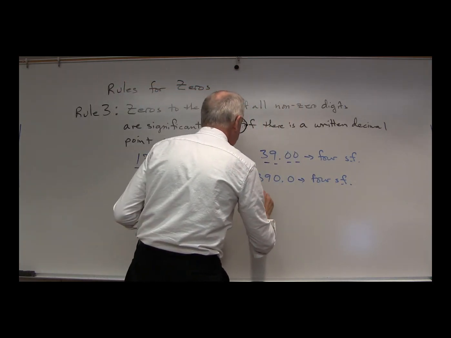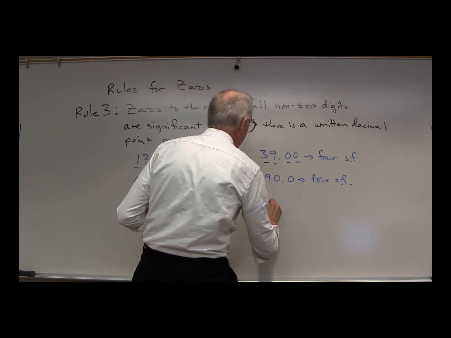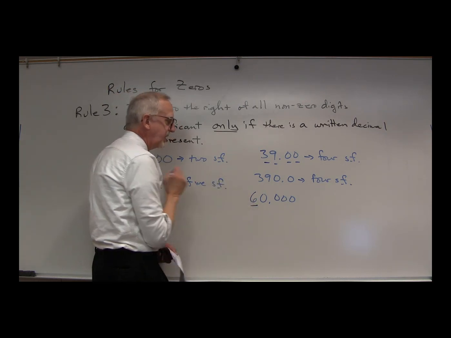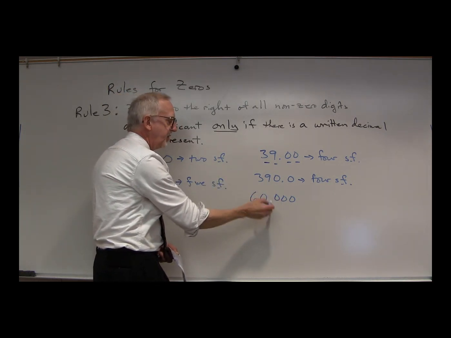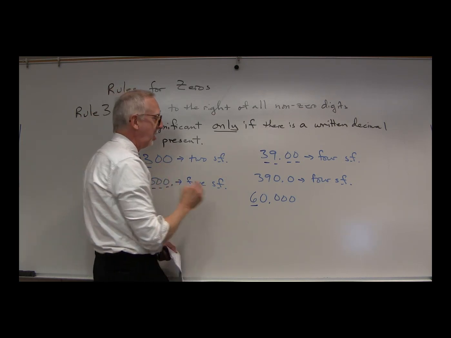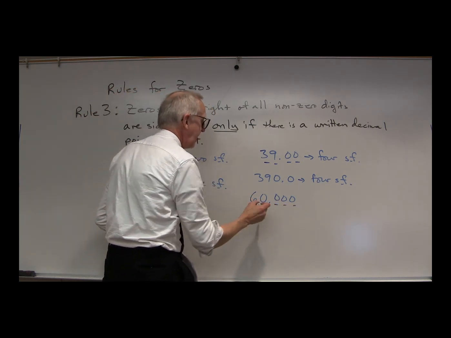And let me give you one more. This one's in the notes. 60.000. Again, we've got a 6, significant. Zeros to the right, there is a decimal point present, so they are all significant. 2, 3, 4, 5, 6.